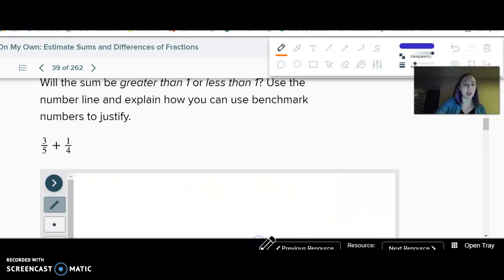So let's think about it. If I have something a little bit bigger than a half, and then something that's less than a half, it's probably going to be less than 1, because this was about a half. That was about a half, but this one was definitely smaller, like a chunk smaller. This one was only a little bit bigger, so that's not going to be enough to get me past 1.